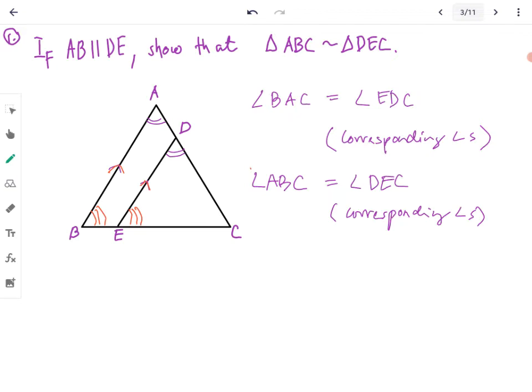Now, since we have already shown two pairs of corresponding angles, we can now conclude that triangle ABC is similar to triangle DEC. Why is that? Because of AA similarity. What does AA similarity say? It says that if you have two pairs of corresponding angles being equal, then the two triangles are similar.